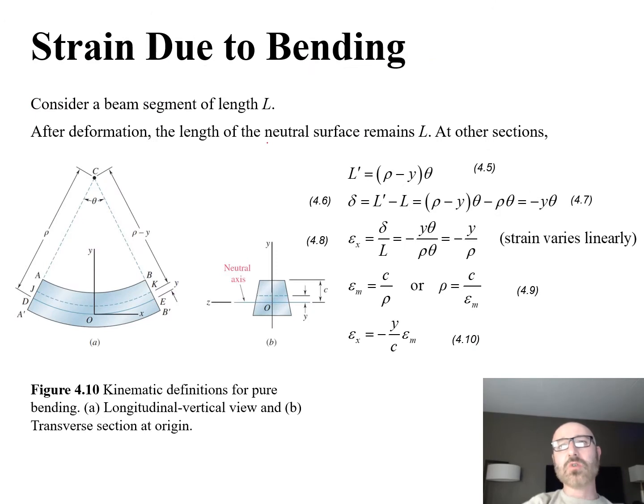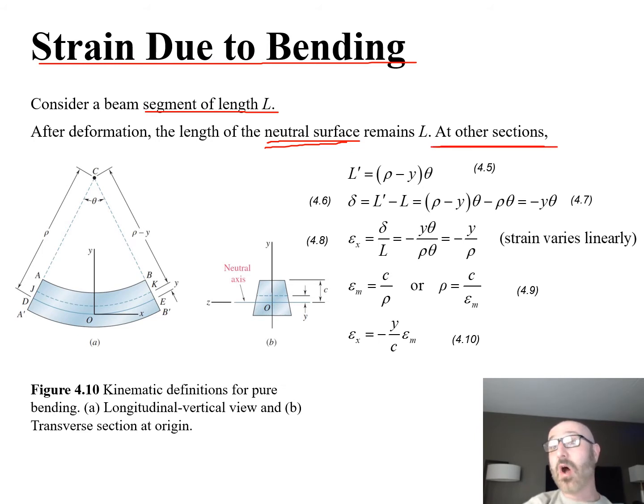We're going to use this neutral surface in a couple of other applications as well. It comes back into play when we're talking about the strain due to bending. If we consider a beam segment of length L, after deformation the length of that neutral surface is still going to be L. That's the definition of a neutral surface. It doesn't change in length. But other things are going to occur at sections other than the neutral surface, and here's how they vary based on geometry relative to that neutral surface, our neutral axis.